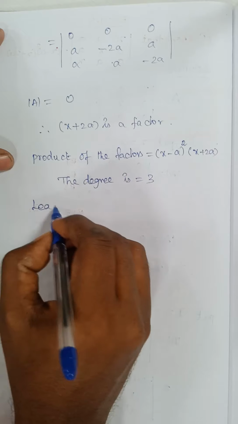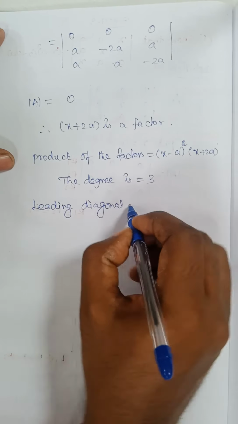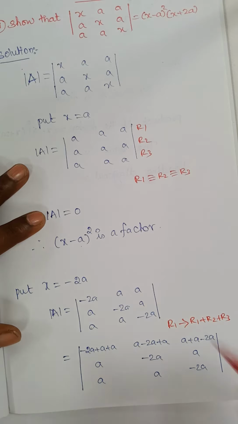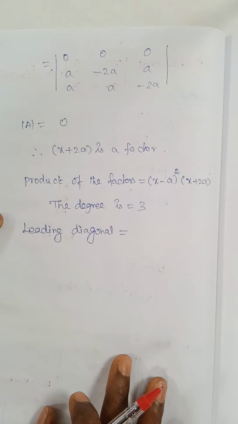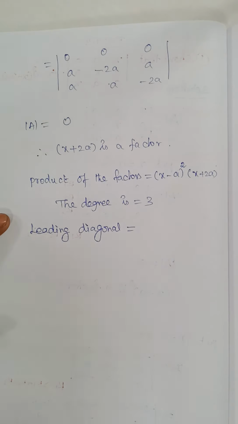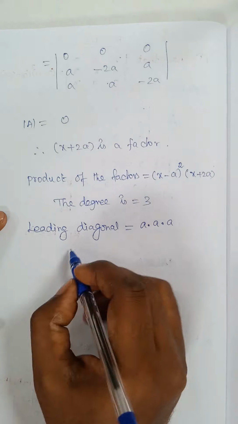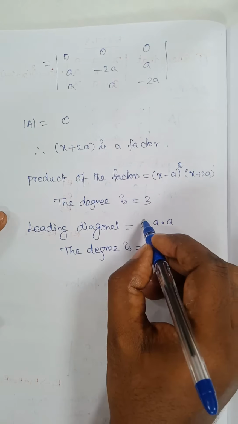The next step is the leading diagonal. The leading diagonal is the main diagonal of the determinant, which has the entries x, x, x. So the leading diagonal is x into x into x, each with unit power 1. So the degree is 3.